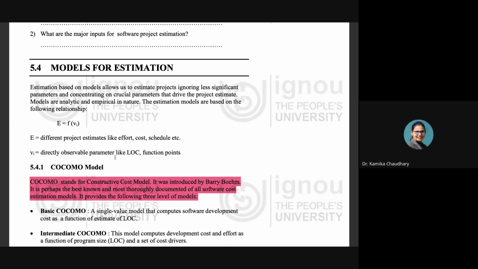Now, what is happening in the COCOMO model and how many levels are there in the COCOMO model? There are mainly 3 levels in the COCOMO model.